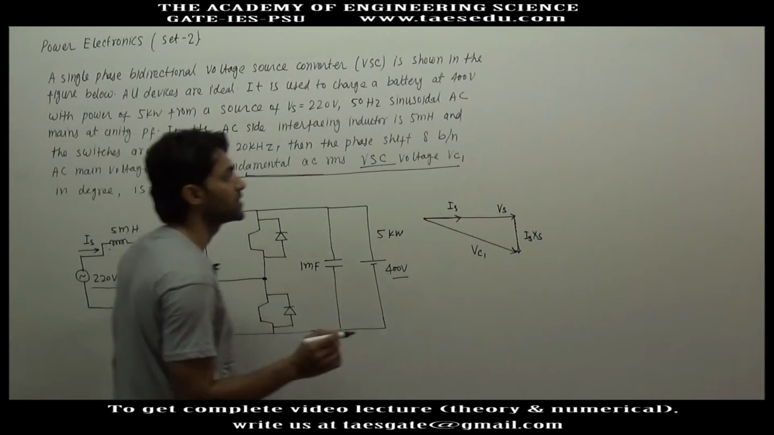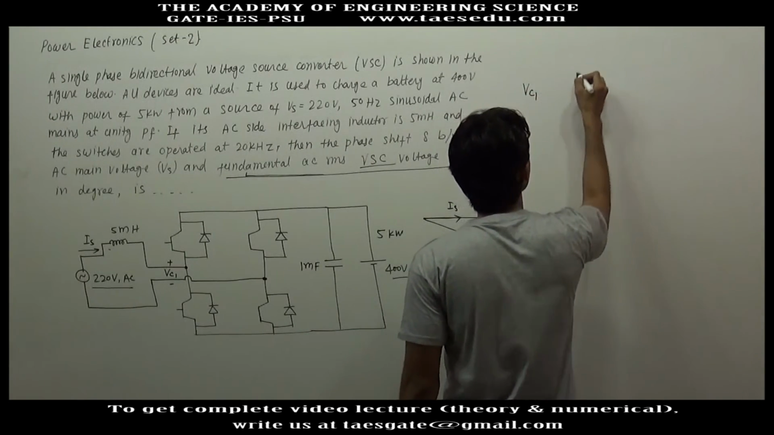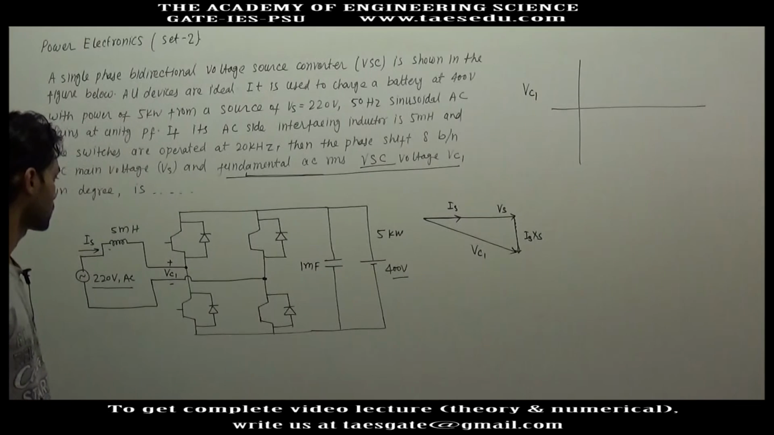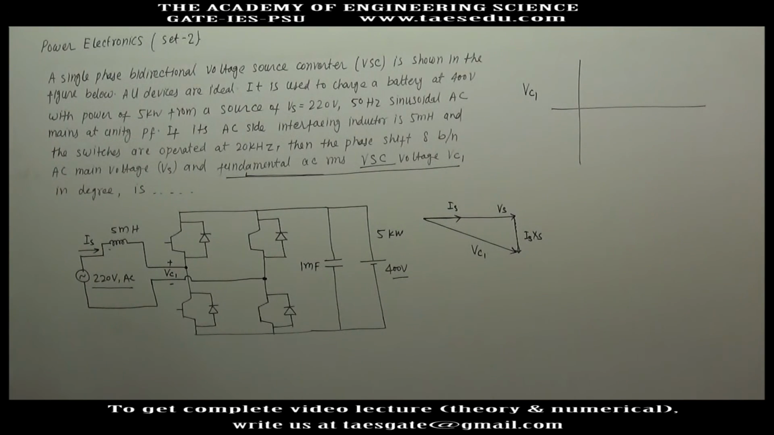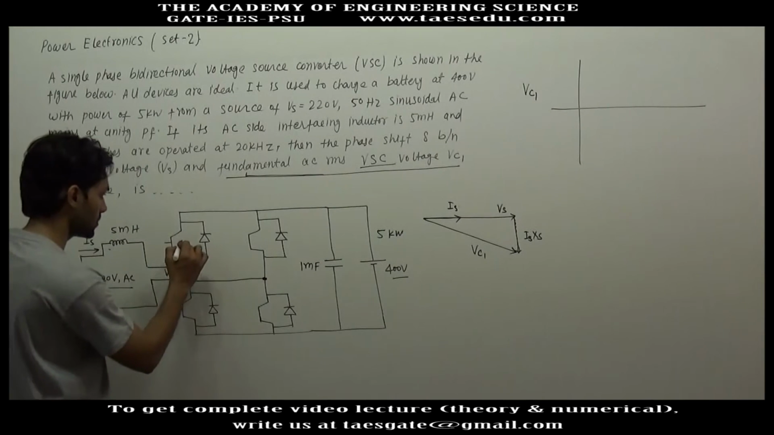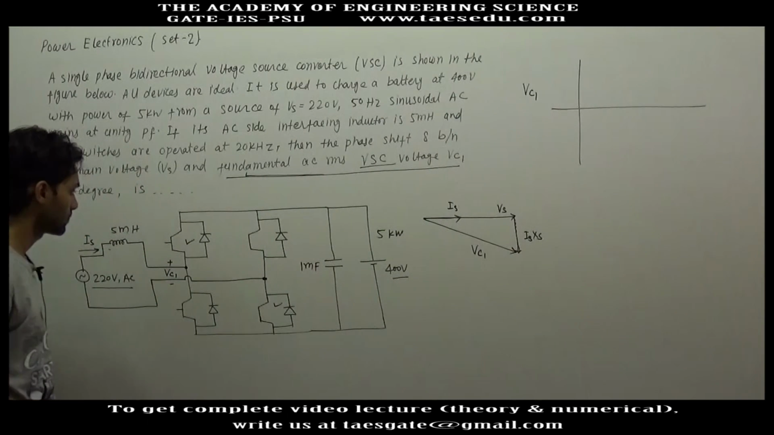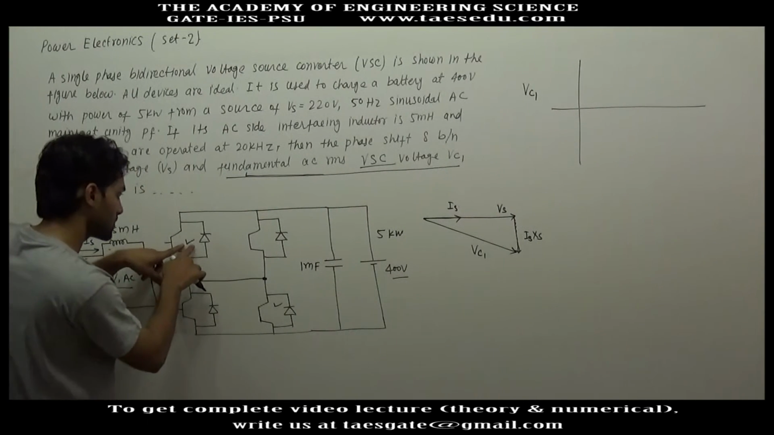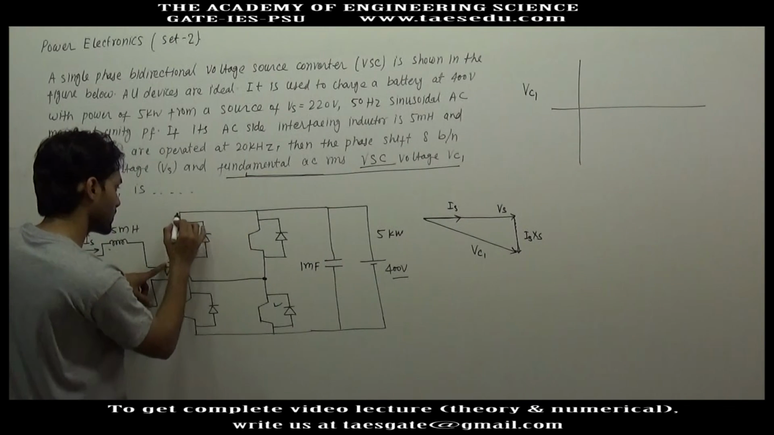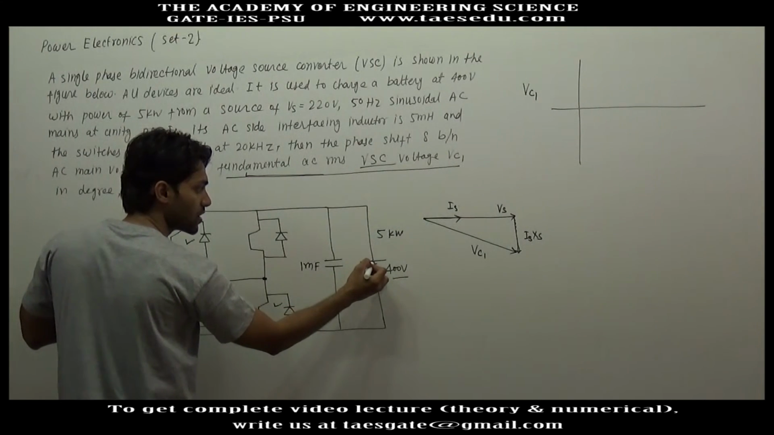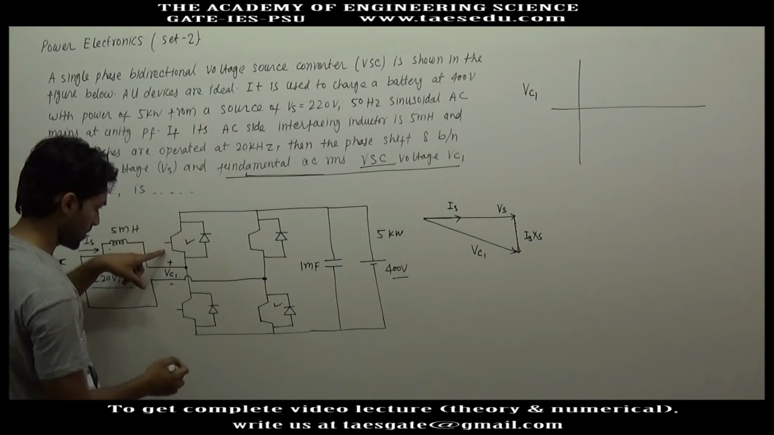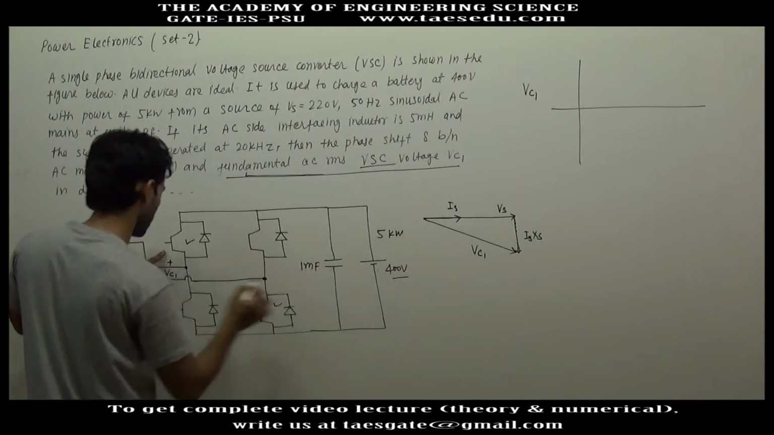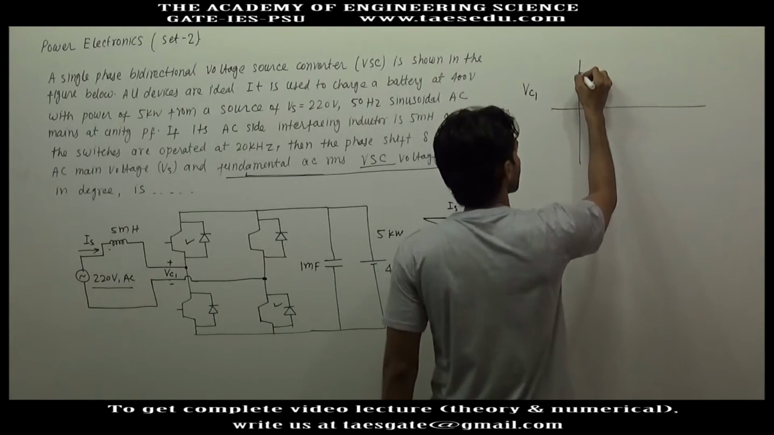How will be the actual shape of Vc1? If you want to draw the graph, when these two switches are operated, let's say this is the reference for Vc1. When this switch is connected, the positive reference will be connected to the positive terminal of this battery, and the negative through this switch will be connected to negative. So Vc1 will be positive 400 volt.